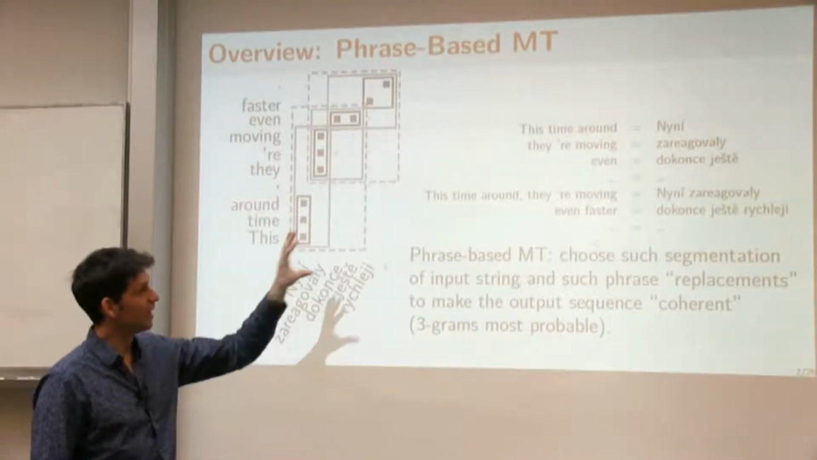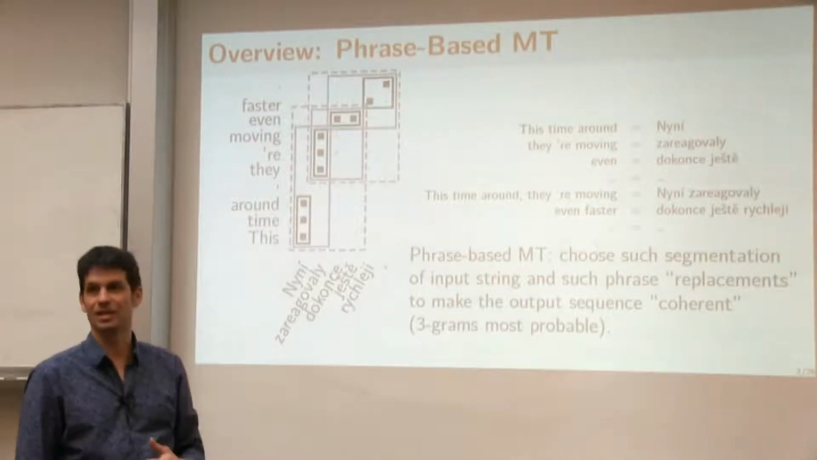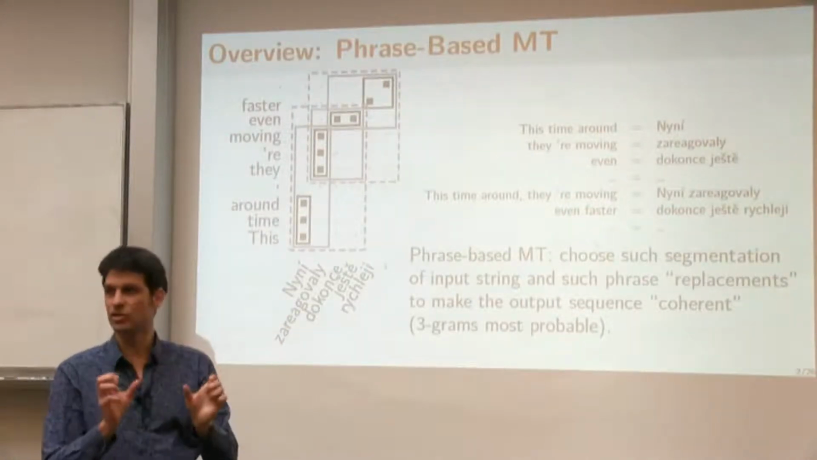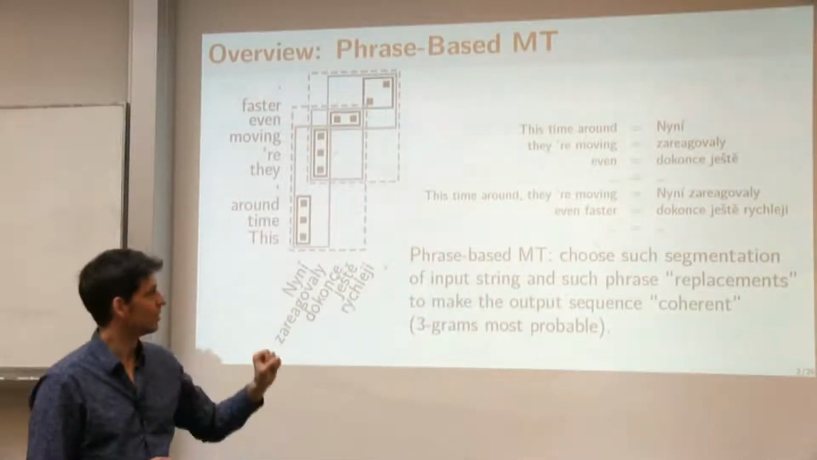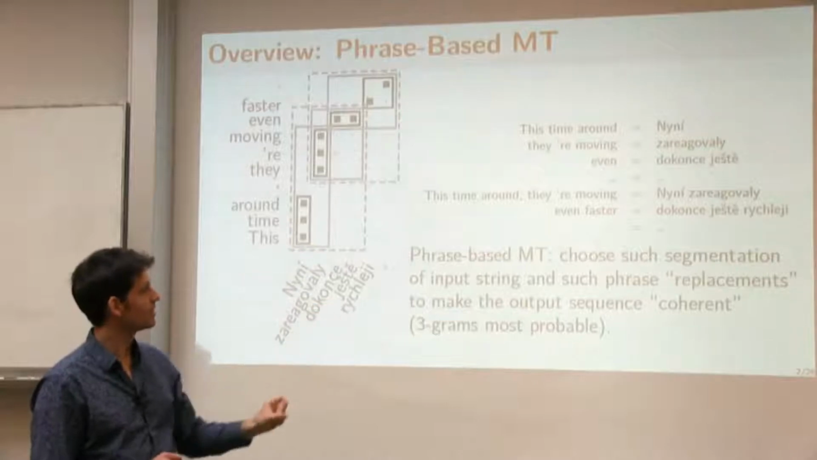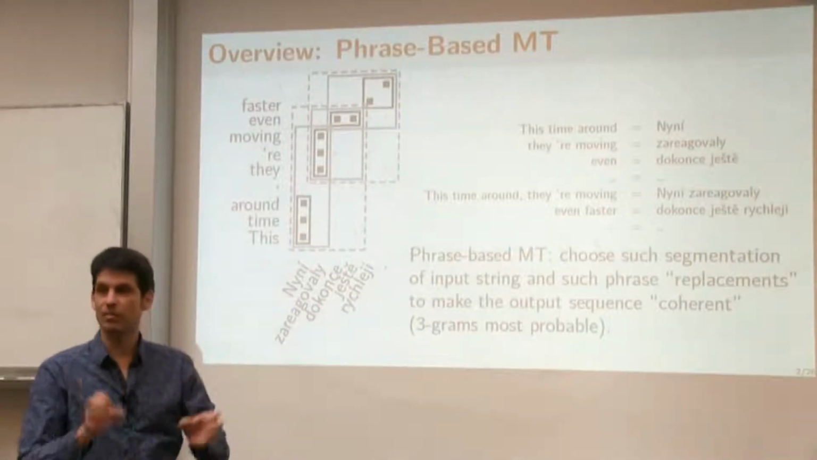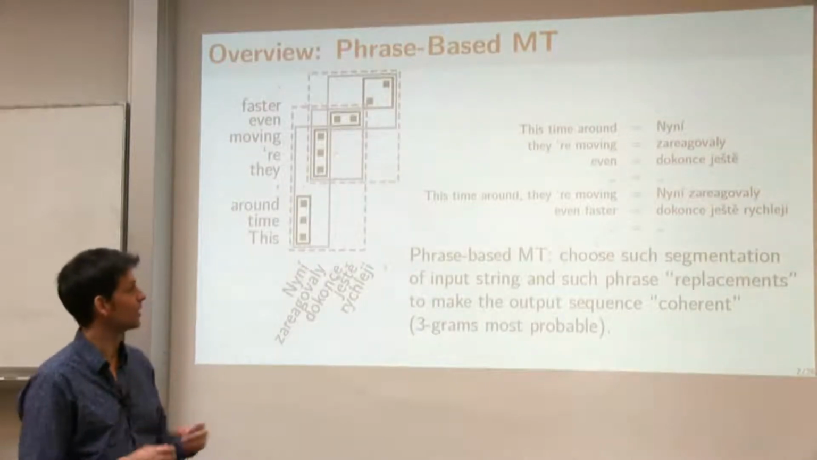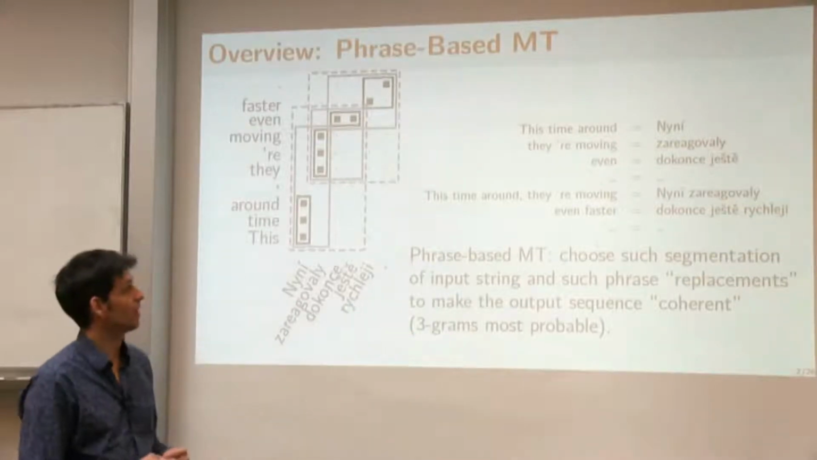And then, equipped with this data set, you can translate new input sentences, and there you choose such segmentation of the input sentence into these short phrases so that the replacements are well chosen, and you put these replacements together to make the output sentence as fluent as possible. So, for example, the trigrams should be very likely.